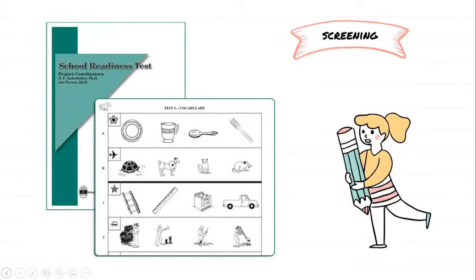The last type is screening. So screening is done to determine the readiness of a learner. So the most relevant one for foundation phase is something called a school readiness test. So often students will have to do the school readiness test at the end of grade R before a school will accept them for grade 1. And this is just to make sure that they're ready for the formal school environment.